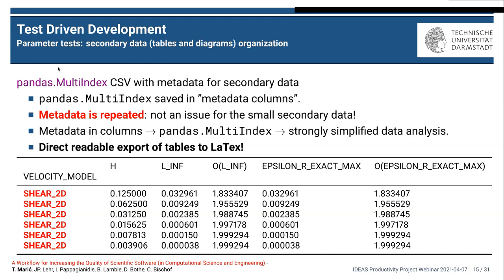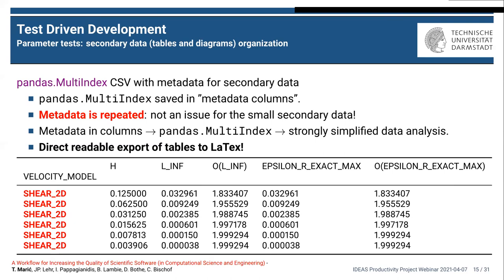It's a simple format that also allows direct export of tables to LaTeX, and you can use this in a publication. Of course, you can drop the index with the velocity model index in a publication, but it can be directly used. It saves a lot of time if you do it like that. We tried doing it differently. We tried using HDF5 and different things also for secondary data, and it caused a lot of overhead. And this is quite a simple solution that we are very happy with.